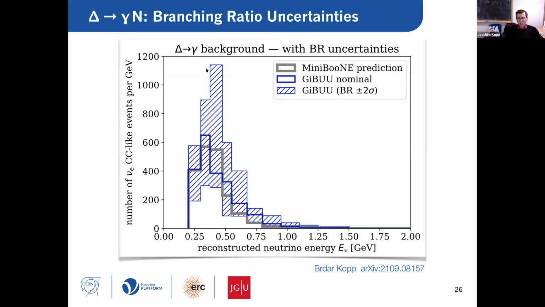And the hatched region here shows by how much our prediction varies if we allow the branching ratio of the delta resonance and two other heavy resonances to vary within their 2 sigma intervals from the PDG. Now, let me emphasize, this is probably a way too conservative thing to do. So I'm not claiming that the uncertainty on that background is actually that large, but it just shows that these backgrounds can have a substantial impact.